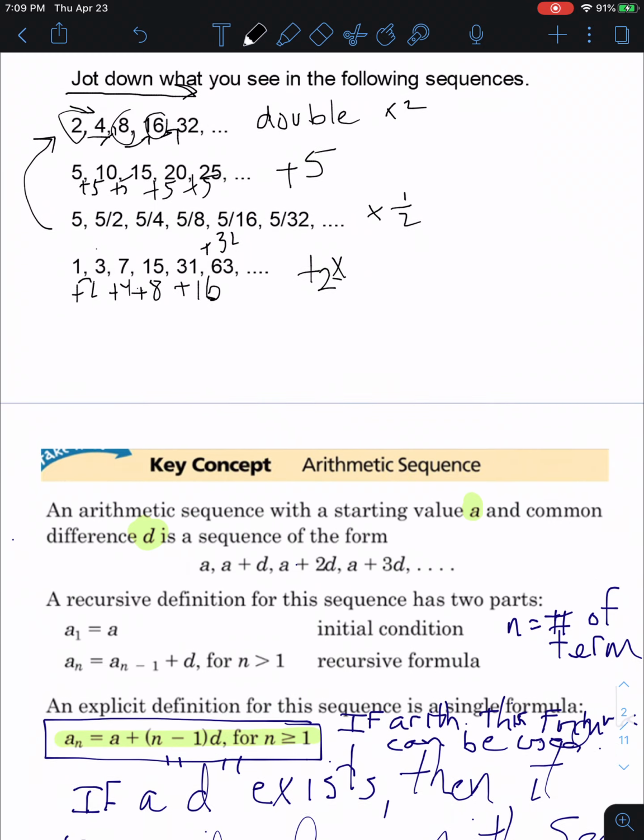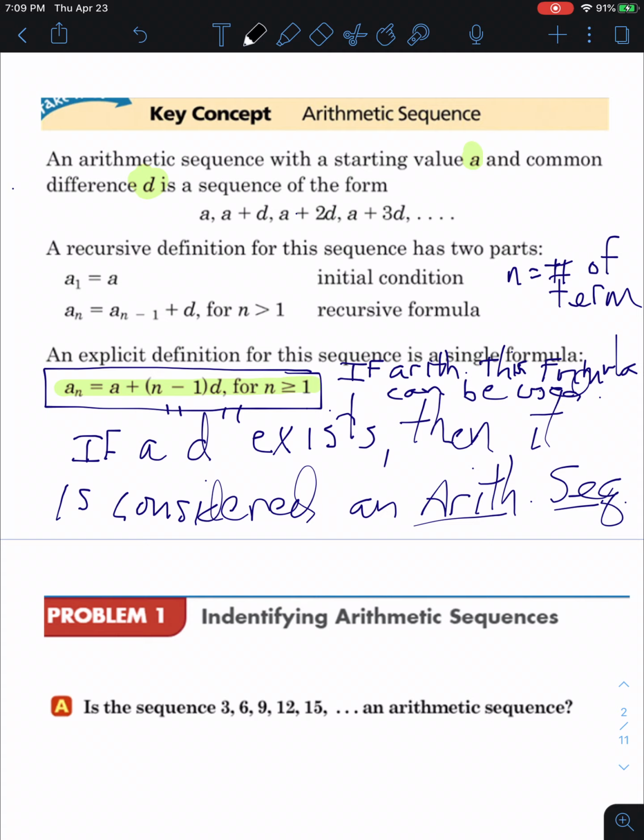So arithmetic sequences. Key concept about an arithmetic sequence. All right? An arithmetic sequence with a starting value of a and a common difference d. Those are kind of important terms. So where do we start and what's the common gap or the common difference? It would look like this: a, a plus d, a plus 2d, a plus 3d. What would the next one be? Yeah, a plus 4d, a plus 5d. And each one of them is gapped d units apart.